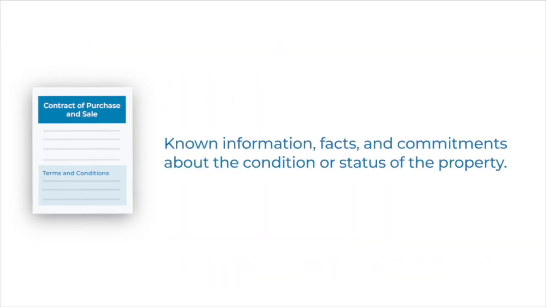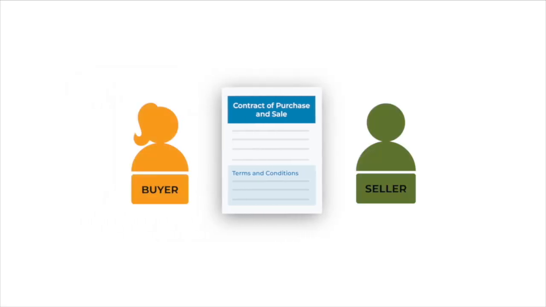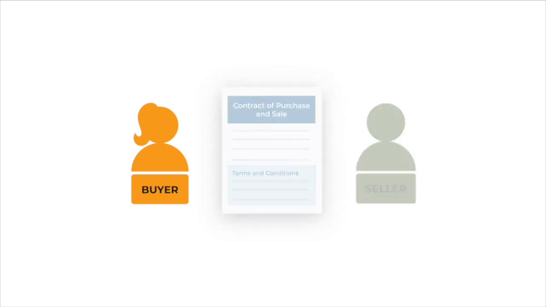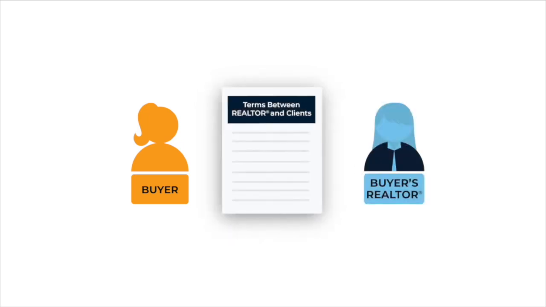This section may also include known information, facts, and commitments about the condition or status of the property. The contract of purchase and sale residential is an agreement between the buyer and the seller and should include all terms of the agreement between the buyer and the seller regarding the transfer of the property. Terms that are not included in the contract will likely not be binding on the parties. Matters that are not between these parties, such as between a party and their realtor, should be documented outside the contract of purchase and sale residential.